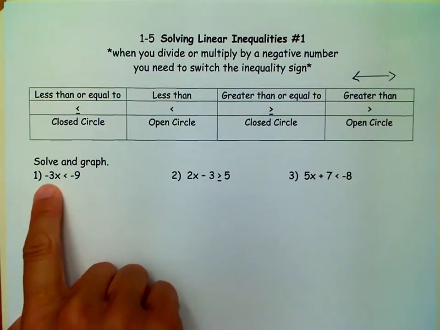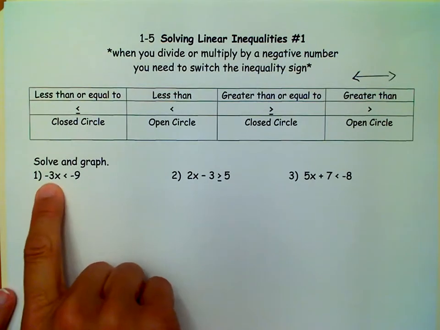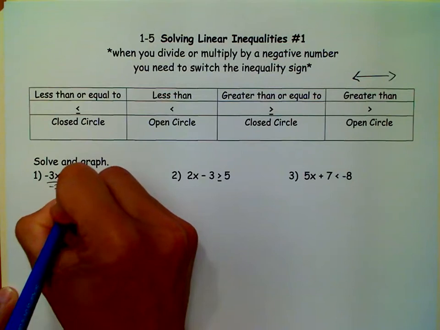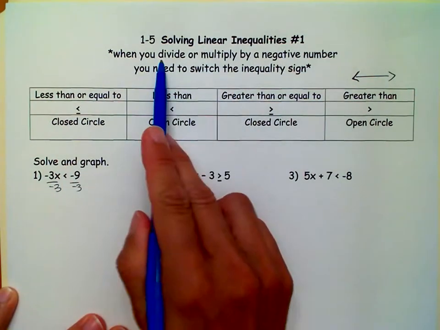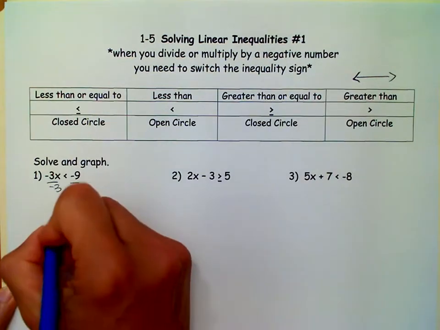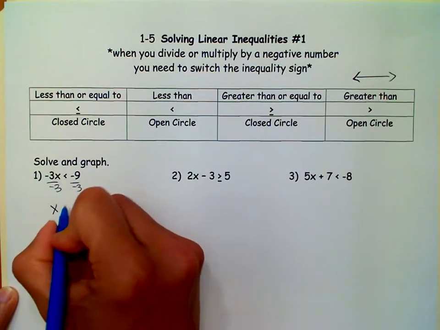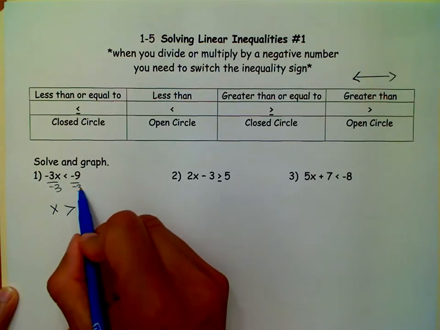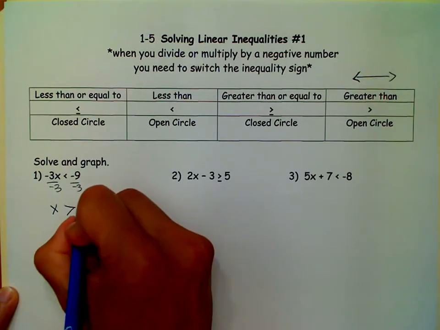So just like when we're solving linear equations, our goal is to get x alone. So to get x alone, I have to divide because x is being multiplied by a -3. So I divide by -3. I just divided by a negative, so I have to switch the inequality sign. Keep that in mind. So instead of writing a less than sign, I'm going to write a greater than sign. -9 divided by -3 is 3.